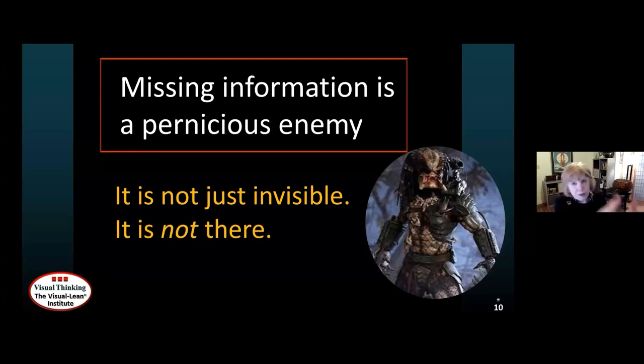Lean takes care of one part of it. It takes care of the critical path and pull. Visuality takes care of the landscape of information, which in most companies is not just invisible, but it isn't there. The information is not available.